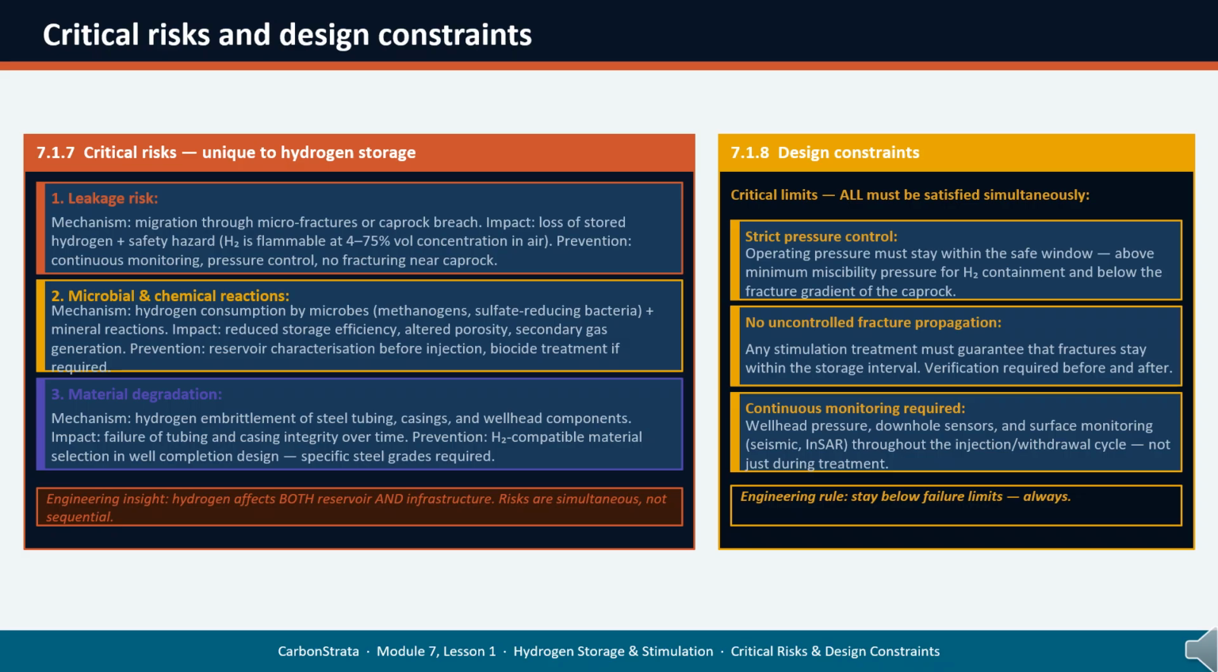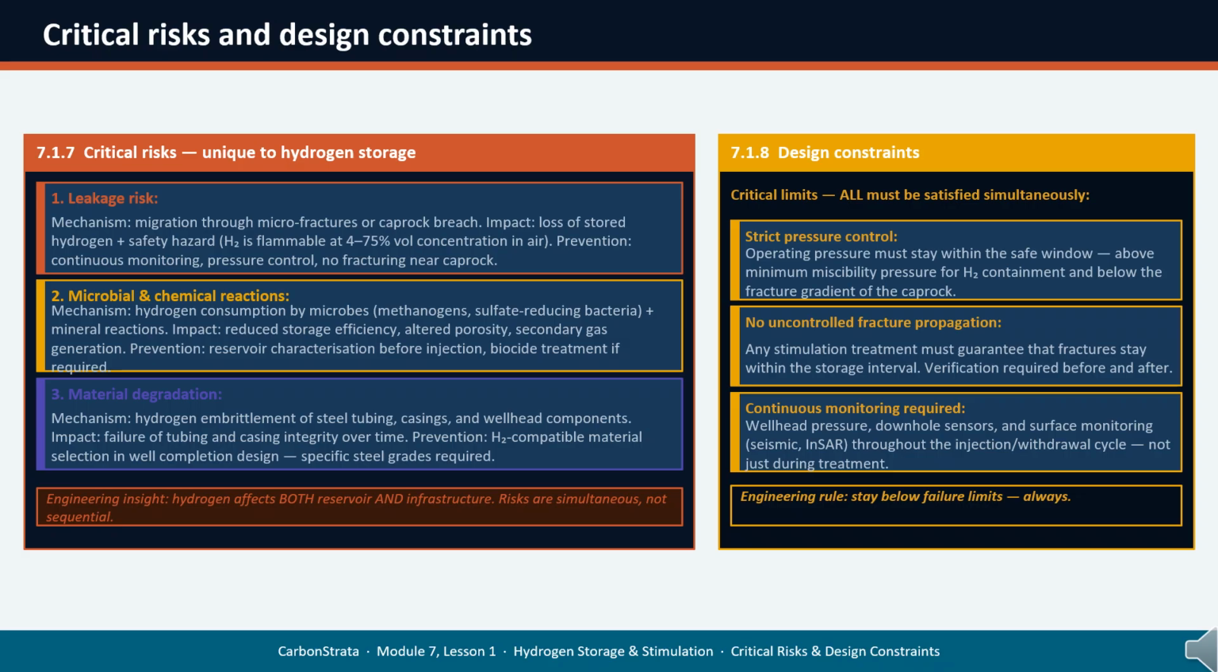In practice, this means what you inject is not exactly what you produce. The third risk is material degradation. Hydrogen can enter steel and weaken it gradually. This leads to loss of well integrity over time. These risks do not occur separately. Flow behaviour, chemical reactions, and material degradation all interact continuously.